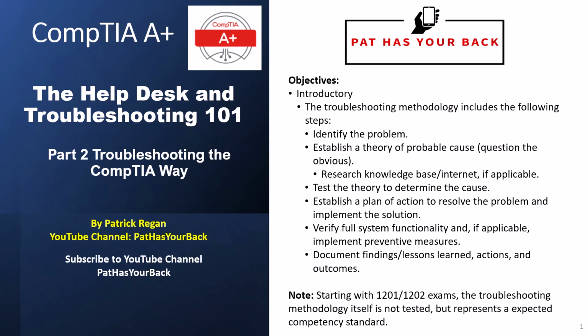This video, Troubleshooting the CompTIA Way, covers the CompTIA methodology when troubleshooting problems. While troubleshooting methodology was pulled from the recent CompTIA exams, CompTIA still deems the troubleshooting methodology as a competency standard that should be demonstrated by IT professionals, particularly when applying for their first IT job. So it's important that you understand the troubleshooting methodology and apply it when looking at the various troubleshooting objectives found on the exam.